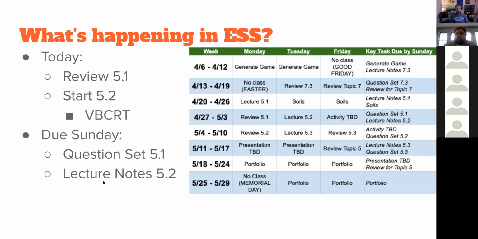So here's what we're going to do. We're going to briefly review 5.1. We are not going to do a full review of 5.1 because the question set just posted. So I'm not going to be reviewing the question set, but we will talk about a few of the things that we talked about in the lecture, just to make sure we're all on the same page with 5.1. And then we're going to start 5.2.